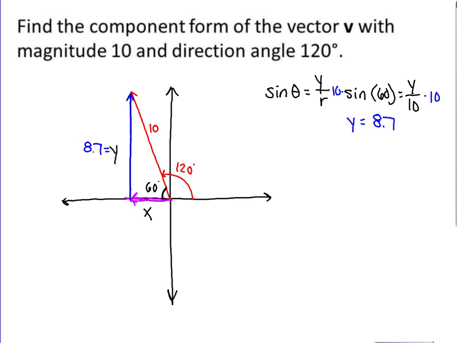To solve for our x, remember that the cosine of theta is equal to x over r. Or we can say the cosine of 60 is equal to x over 10. To get the x by itself, we're going to multiply both sides by 10, and we're going to get x is equal to 5.